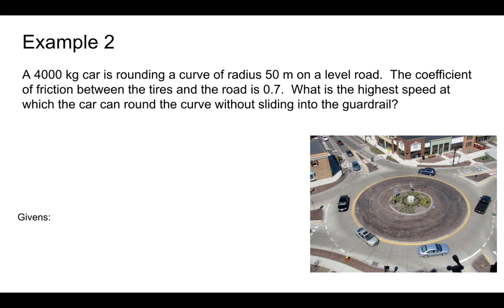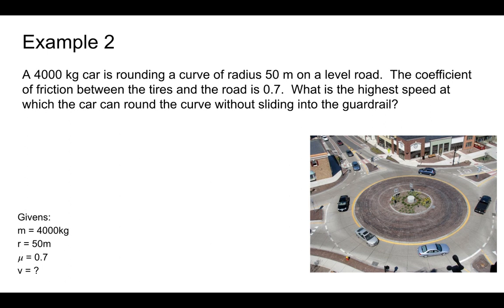We have the mass of the car is 4,000 kilograms. The radius of the curvature is 50 meters. Our coefficient of friction, or mu, is equal to 0.7. So remember that was like the little fancy m. And then we want to know the highest speed, so we want to know velocity.